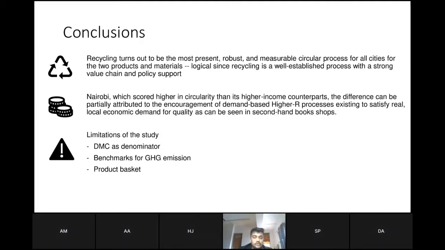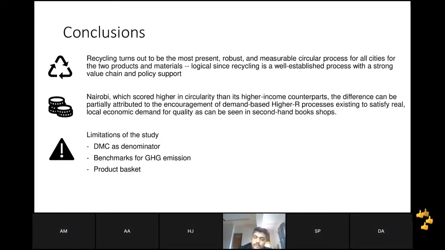Of course, our major conclusion was that recycling turns out to be the most prominent activity. We really need to push more circular activities in the city in terms of higher processes. Nairobi, which scored higher, one reason accounted for that is also the resource crunch. People prefer to buy secondhand products, which supports circularity. So I think the behavior change towards this taboo of not using secondhand products, or the idea that there would be some problem if we go for products which are refurbished or recycled, that behavior change is also important.